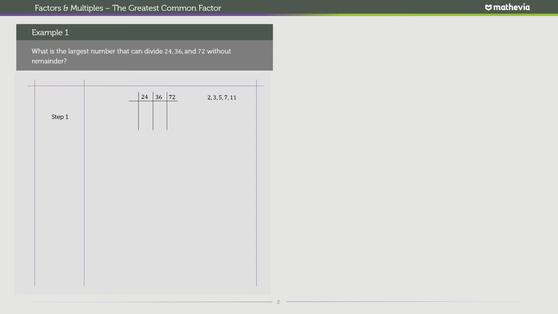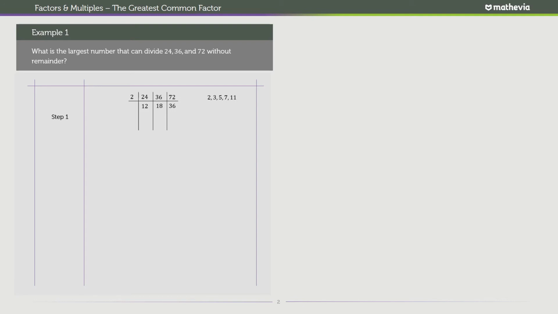And then we start dividing. Now remember, we need to find a number that would divide 24, 36, and 72 at the same time. If you look at what we have there, these are all even numbers, so we can divide all of them with 2. Dividing with 2, 24 divided by 2 gives you 12, 36 divided by 2 gives you 18, and 72 divided by 2 gives you 36.